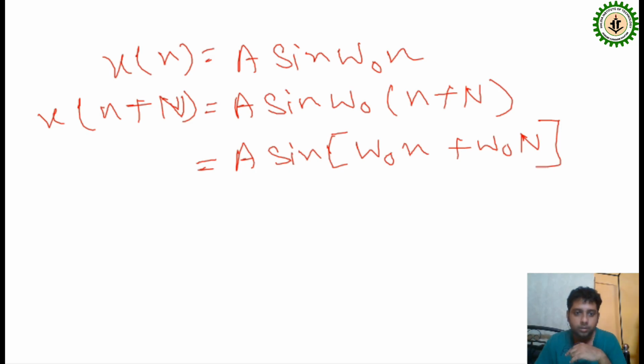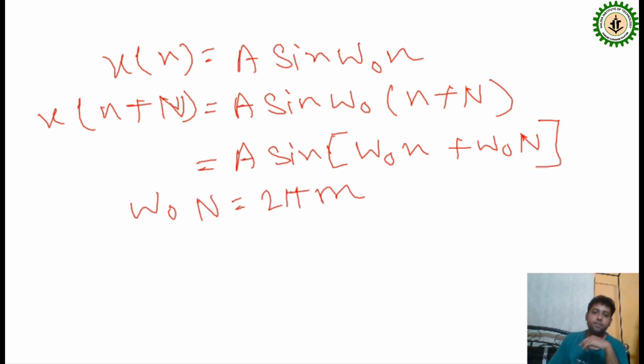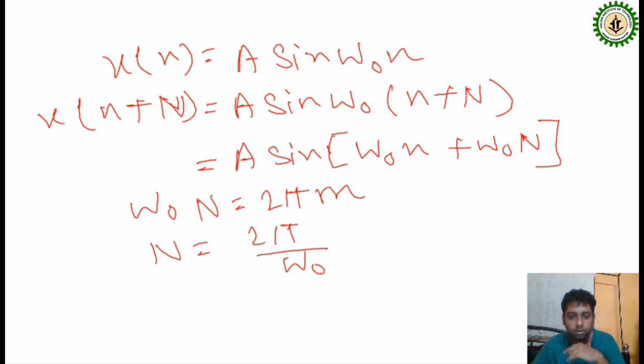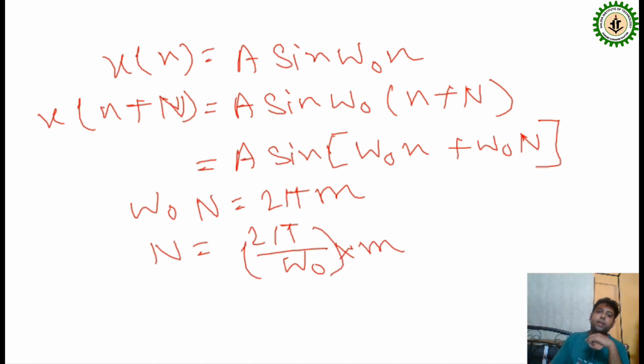Okay. That means that signal is said to be periodic when omega naught into capital N is an integer multiple of 2 pi. That means m is an integer as well as capital N is an integer. And from there we can find the fundamental period. Capital N is equal to 2 pi by omega naught into m. Okay. This is the formula for finding the fundamental period of a signal. Now we will solve one or two numericals to understand this formula.